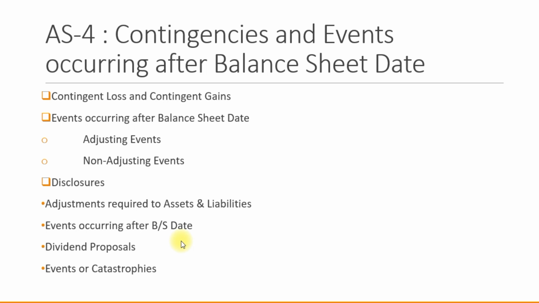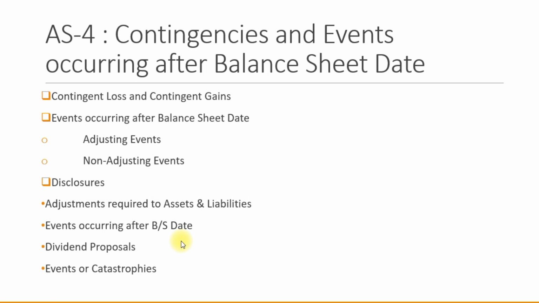Now, what are contingent gains? Contingent gains are not recognized. When realization of such gains is certain, it ceases to remain a contingent gain, and accounting for the gain is made appropriately in the financial statements or in the balance sheet. So contingent gains are not recognized because when realization is certain, it stops being a contingent gain. That is the reason.